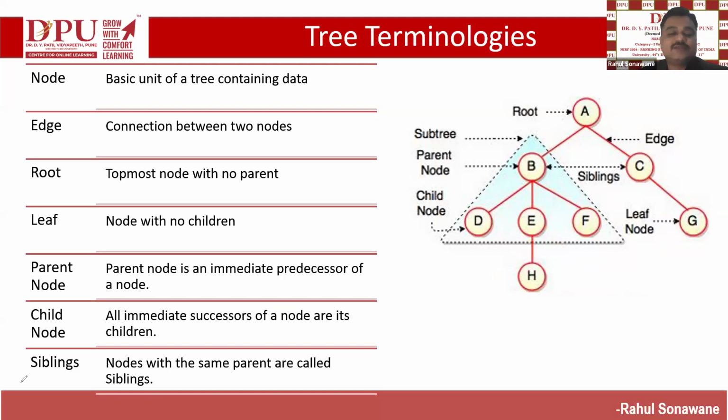Okay. Now the siblings are nothing but the nodes with the same parent. Here you can say D, E and F are the siblings because they have the same parent, that is B. But F is not a sibling of G because their parents are different. F and G are not siblings because their parents are different.